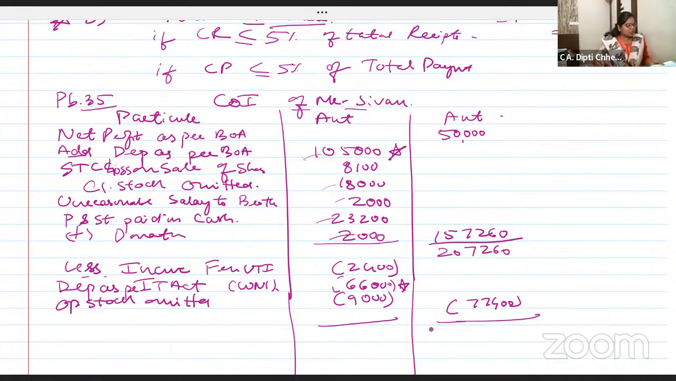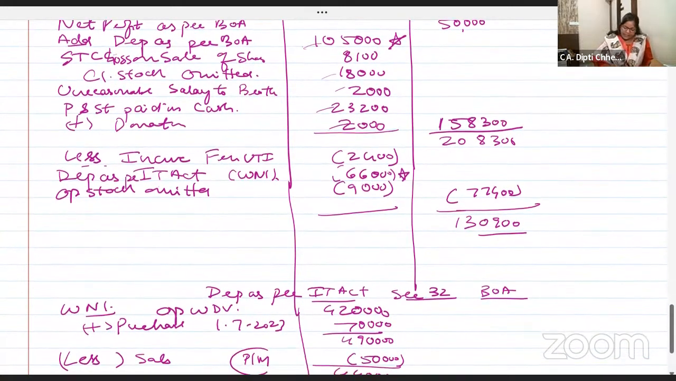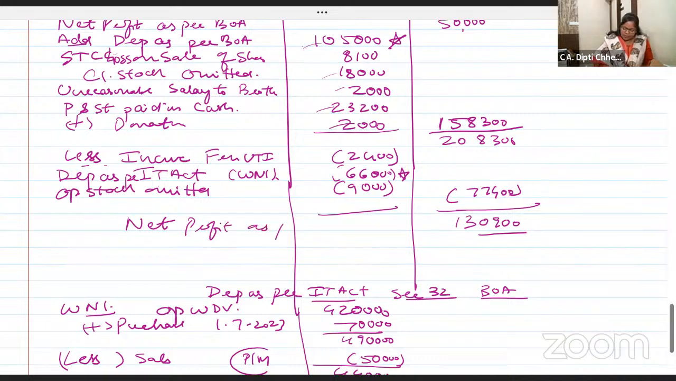So what is the add total? Now the problem is not over. They have asked you to compare it with 158,300 plus 50,000, 208,300 minus 77,400. 1,30,900 is your net profit as per Income Tax Act.